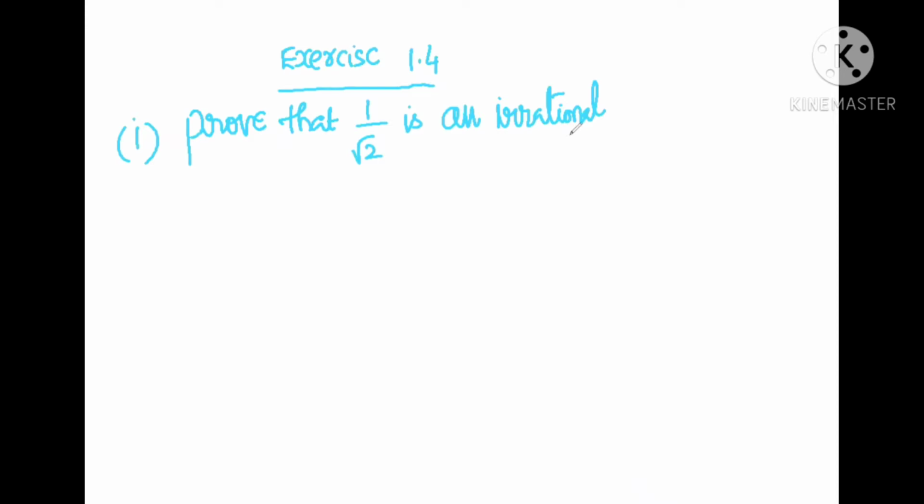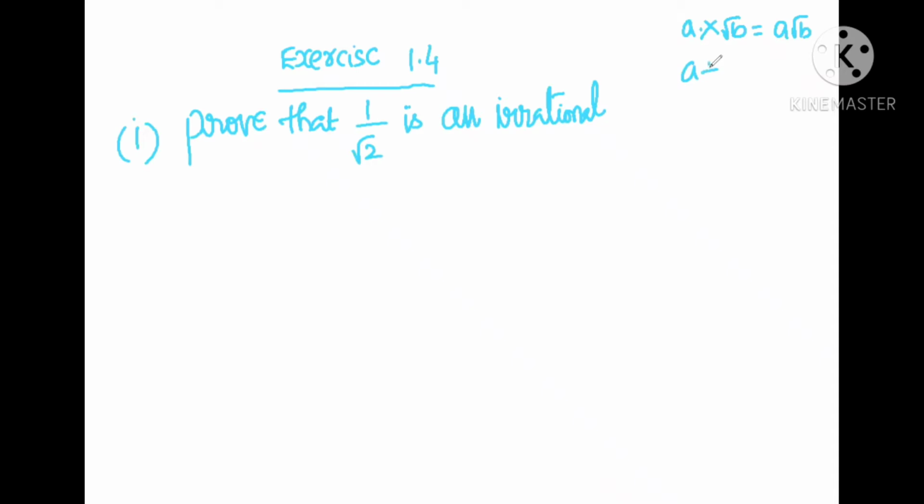1 by root 2 is an irrational. Before going to prove, let us understand the properties of irrational numbers. If you multiply one irrational number and one rational number, again you will get an irrational. This is a rational number, this is an irrational. If you multiply, you will get again irrational.